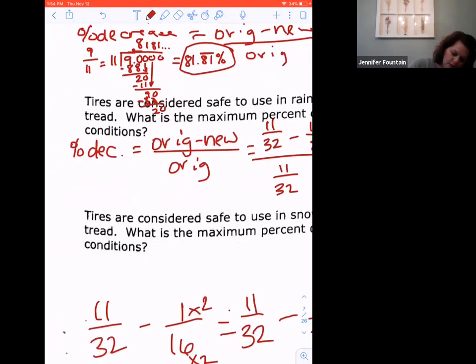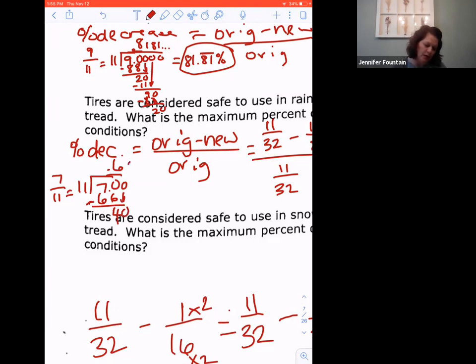I'm going to come over here. So I've got 7 over 11. I'm going to have 11 into 7. It will not go, so I add a decimal and a 0. 11 will go into 70 6 times. 6 times 11 is 66. Subtract, and I've got a 4. Add my 0, bring it down. 11 will go into 40 3 times. 3 times 11 is 33. I'm going to subtract, and 40 minus 33 is 7. I'm seeing a pattern here, so we can see that I'm going to have 0.63. My 63 is my repeating part.